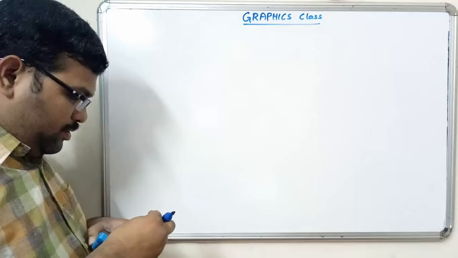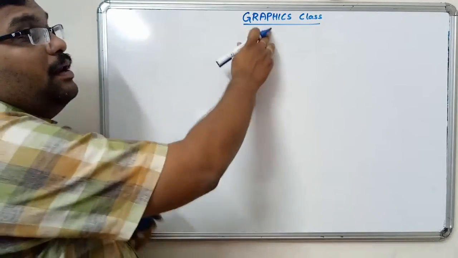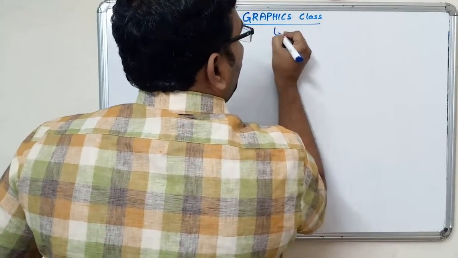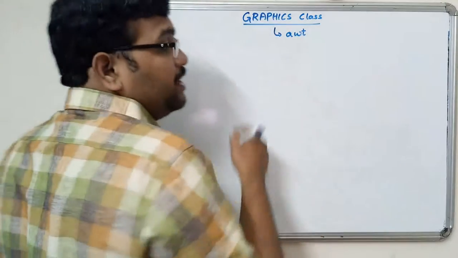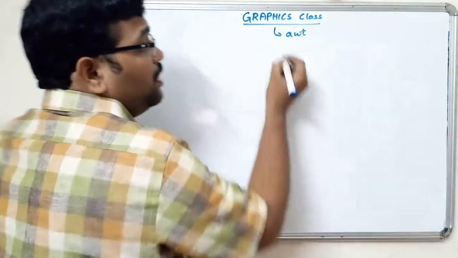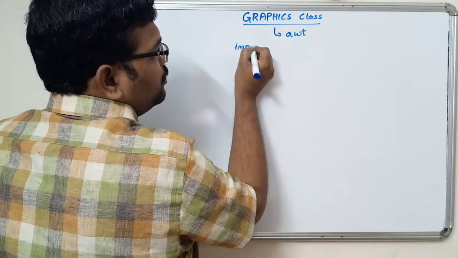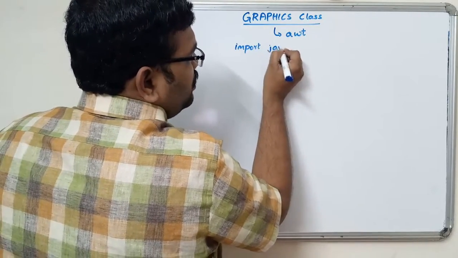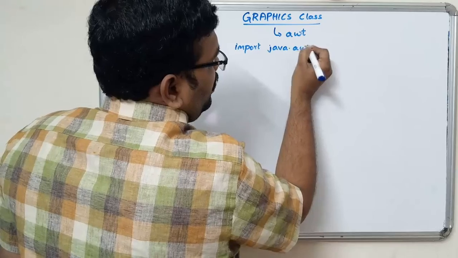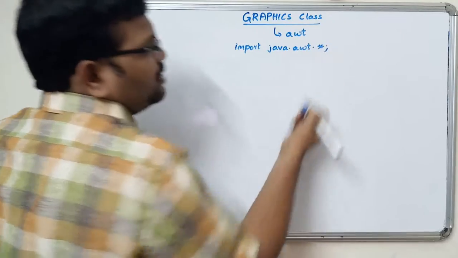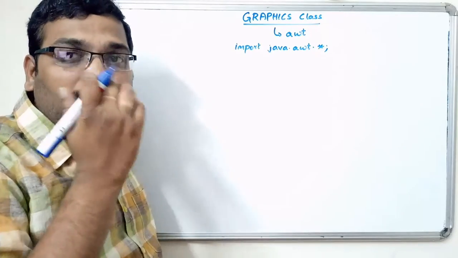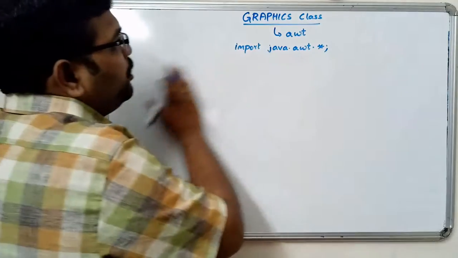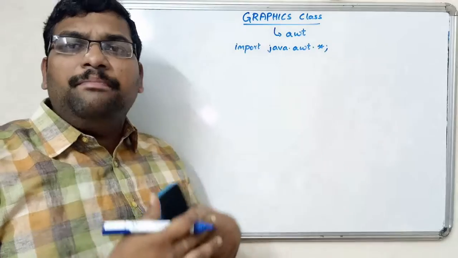The Graphics class is available in the AWT package. In order to implement these Graphics class methods, we have to import java.awt.*, or simply we can write import java.awt.Graphics. Coming to this Graphics class, there are different methods.